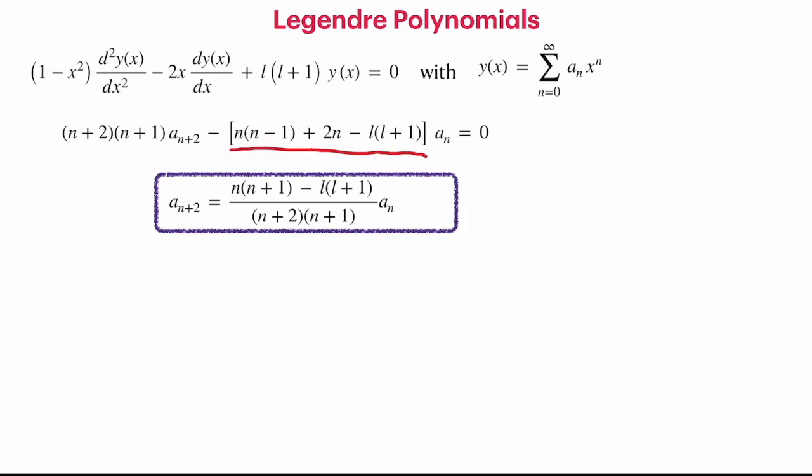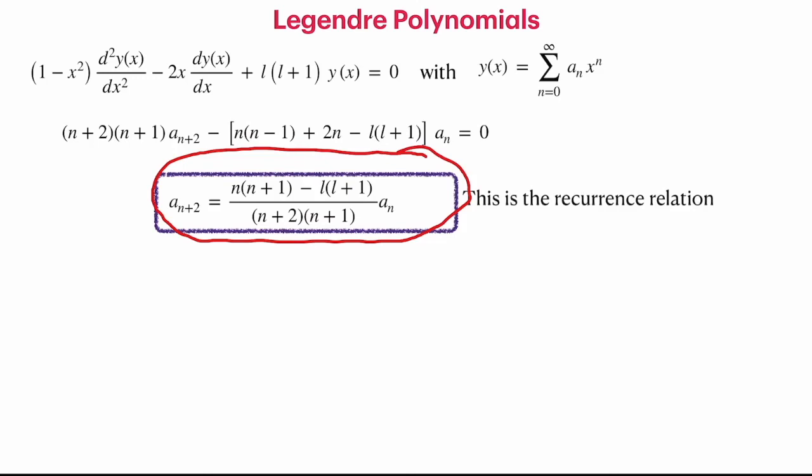Finally, in a simplified form, you have the recurrence relation a_(n+2) is equal to [n(n+1) minus l(l+1)] divided by [(n+2)(n+1)] times a_n. So once you have been given a_n, you can easily find a_(n+2) by substituting this. That is why it is called the recurrence relation, and we can now find the entire set of coefficients and substitute back in the power series to get the solution.